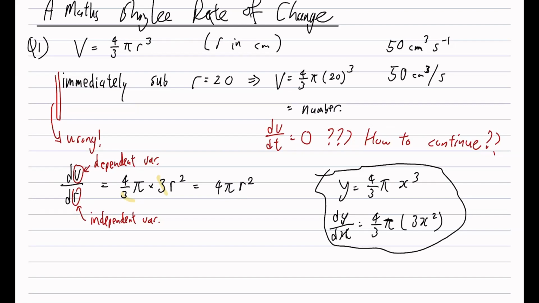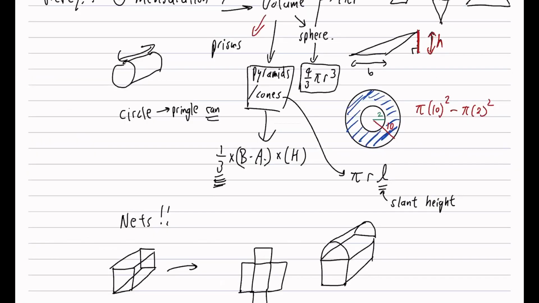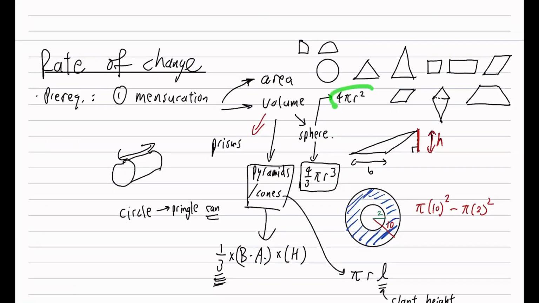4 pi r squared. Have you seen this formula before? Yes. I mean, area of circle, but times 4. Yes, correct. But more importantly, it's also the curved surface area of a sphere.